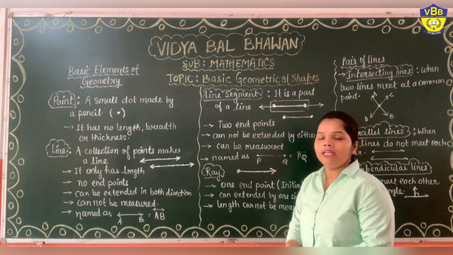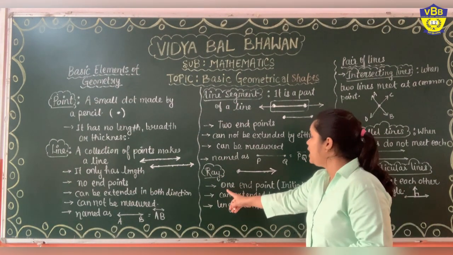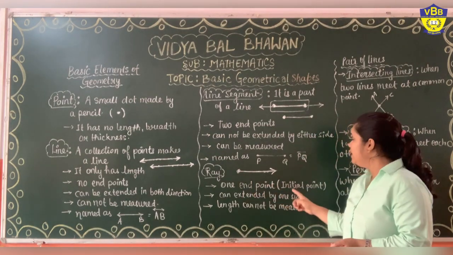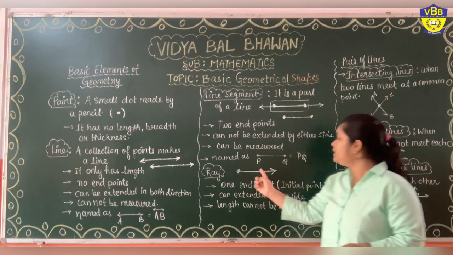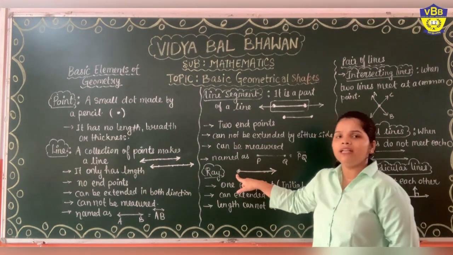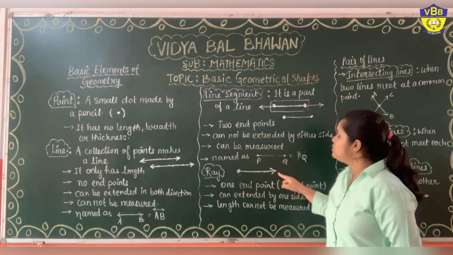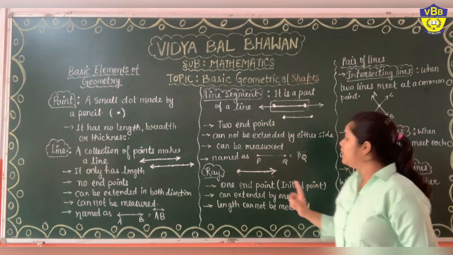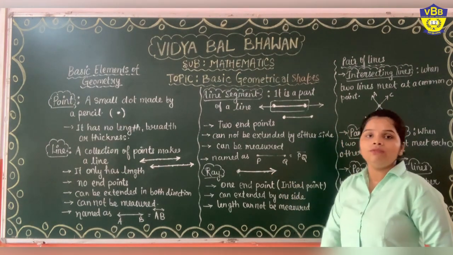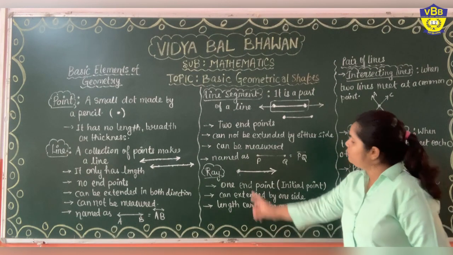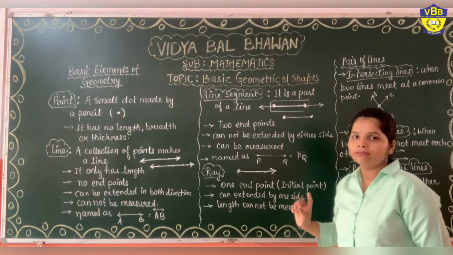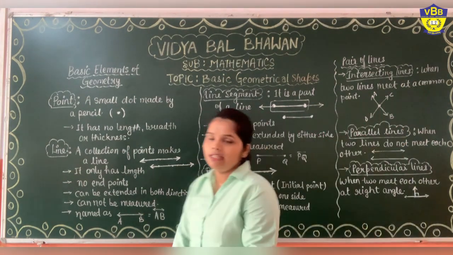So what are the properties and characteristics of ray? Ray has one endpoint. That endpoint is also called initial point. It can be extended from one side. It cannot be extended from here because it is the endpoint. Now, if I want to extend it from this side, I can extend. That means it will not have a fixed length. There is no fixed length, that means this length cannot be measured. I hope this much is clear.